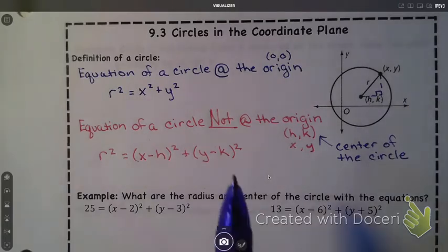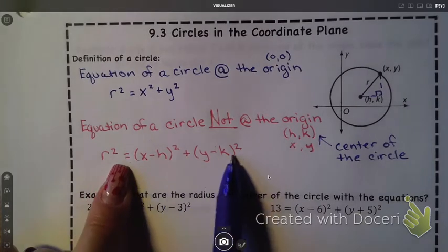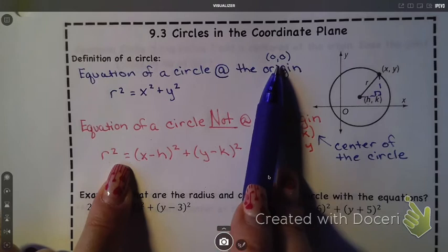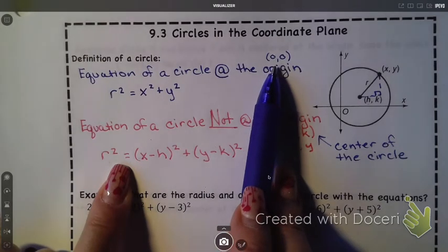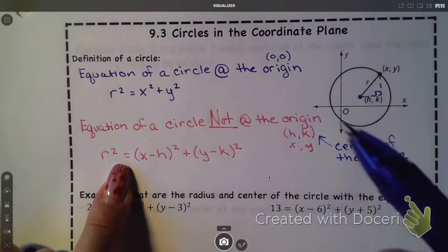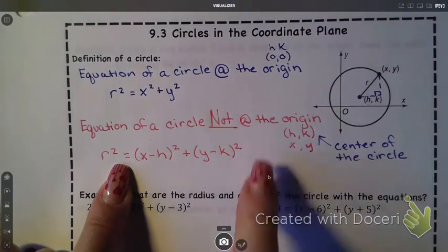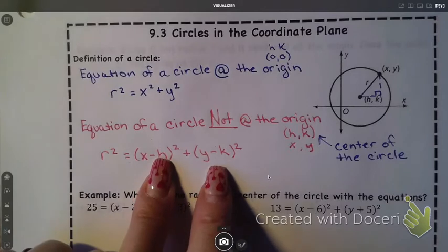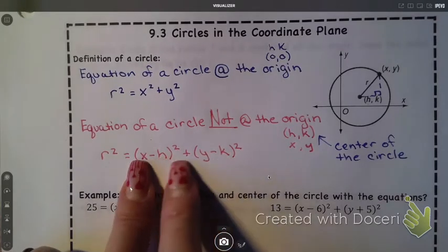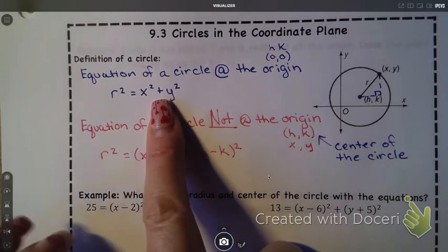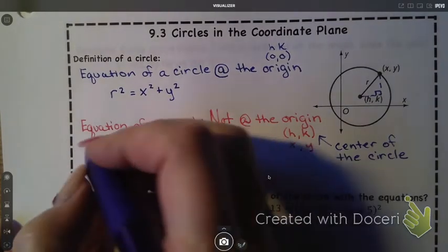Now, could I use this equation right here if I was talking about the origin also? Well, what would h and k be if it was at the origin? 0 and 0, right? So if I plugged 0 in for h and 0 in for k, would it collapse all down to the original equation I gave you? Yes. So if there is one equation you need to remember, it is which one?